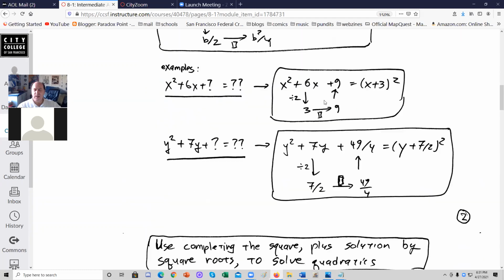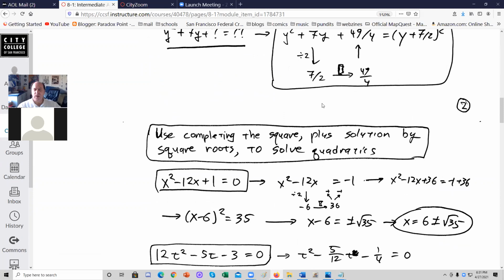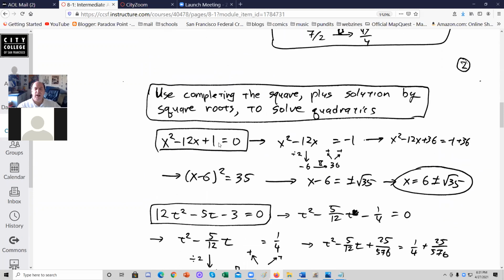Now the point of completing the square is we can use it to solve quadratics. For example, solve x squared minus 12x plus 1 equals 0. The first thing we do is transpose the 1. We subtract 1 from both sides. x squared minus 12x equals negative 1. And what we want to do is to complete the square on the left side so we can solve by square roots. Here's what we do. This minus 12, half of it is minus 6. Square that is 36. And now we'll add 36 to both sides just to keep it numerically balanced.